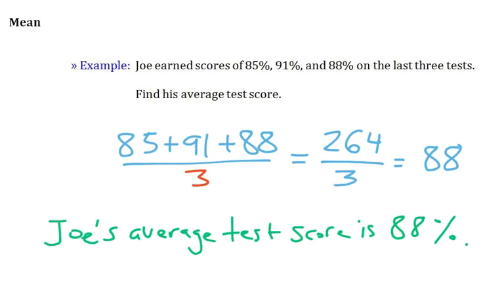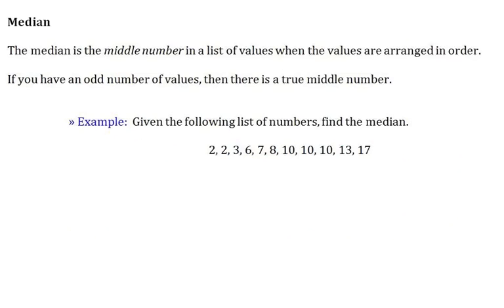Now let's move to another measure, and this one is going to be the median. The median is the middle number in a list of values when the values are arranged in order. One key thing about the median is your values do need to be in order. We're going to walk through two examples of median because if you have an odd number of values, there's a true middle. But if there's an even number of values, we have to average the middlemost two.